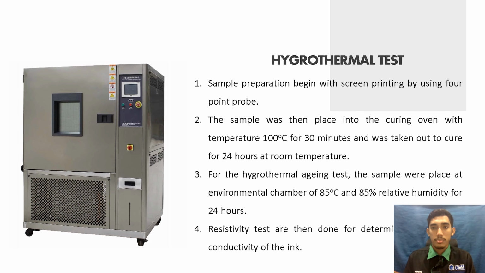Okay, for the hygrothermal test, first, sample preparation begins with screen printing using a 4-point probe. Second, the sample was then placed into the curing oven at 100 degrees Celsius for 30 minutes and was taken out to cure for 24 hours at room temperature. For the hygrothermal aging test, the sample was placed in an environmental chamber at 85 degrees Celsius and 85% relative humidity for 24 hours. And lastly, resistivity tests are then done to determine the electrical conductivity of the ink.